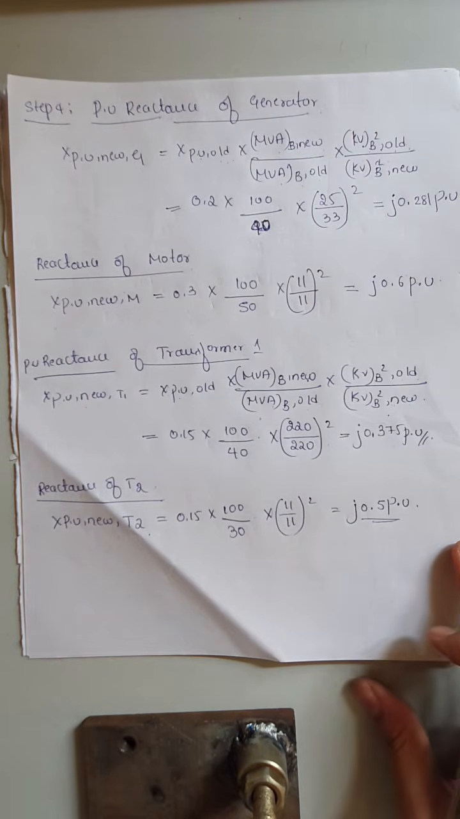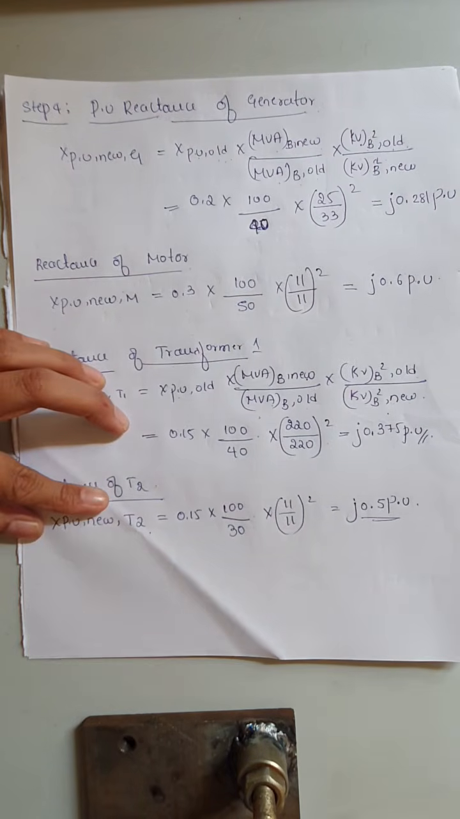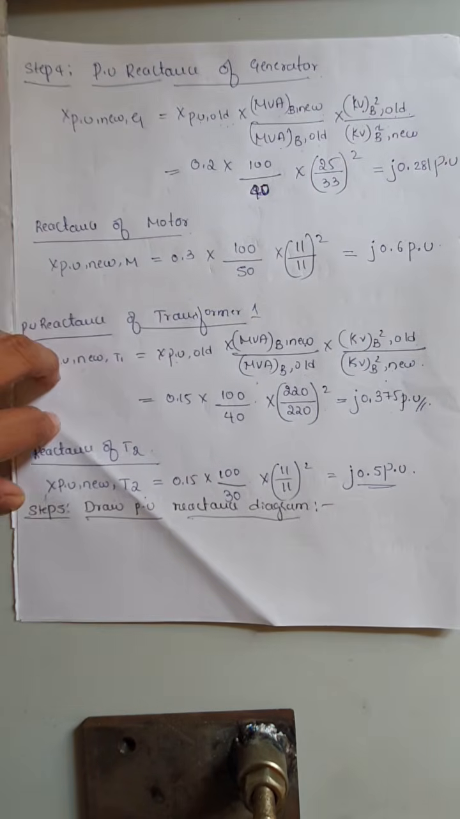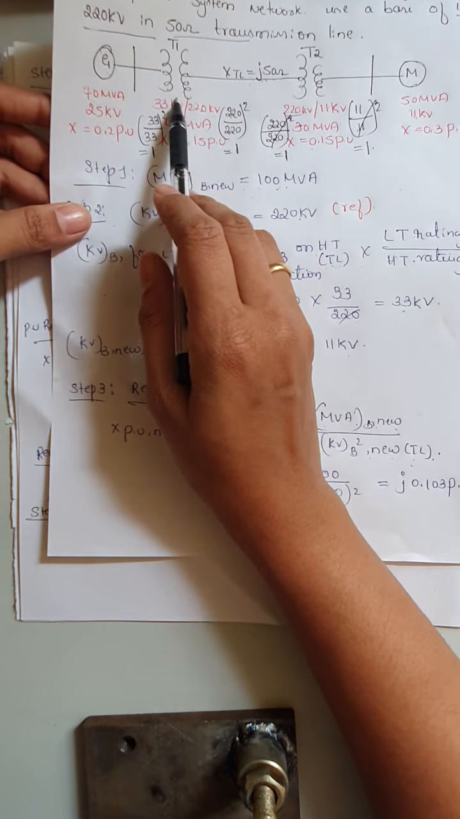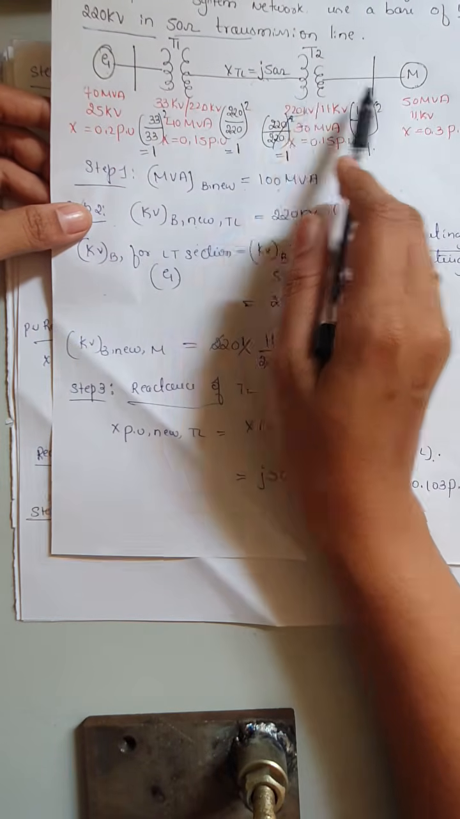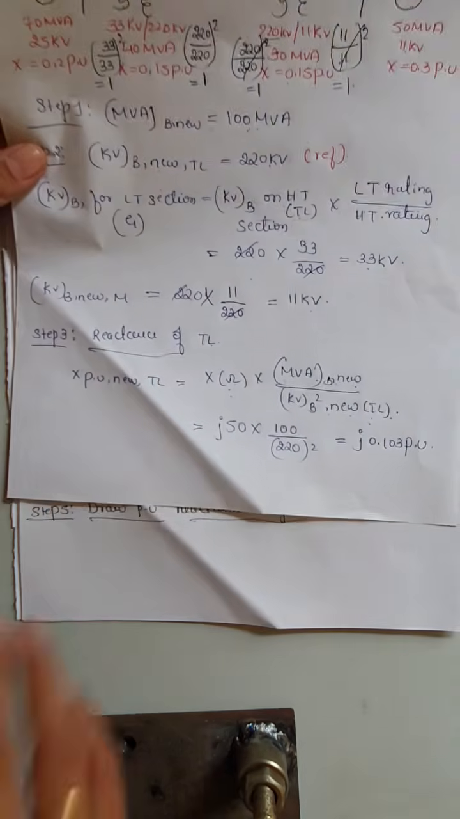So this completes step 4, and the final step is drawing the per unit reactance diagram for the given single line diagram. Okay, so draw the final step. Now look at the given single line diagram here. We have one generator connected to transformer T1, transmission line, and T2 transformer, and then the motor. So accordingly we'll write here.